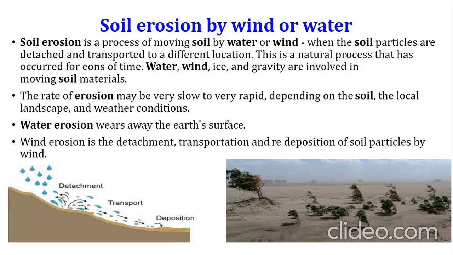Water erosion wears away the earth's surface. Wind erosion is the detachment, transportation and redeposition of the soil particles by wind. Here in this image you can see how the soil is detached, transported and deposited to the other side. Here you can see the wind is flowing too fast, the water is flowing too fast, and due to this fast flowing water, the soil will also move from one place to another place.